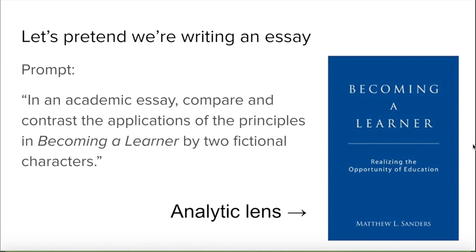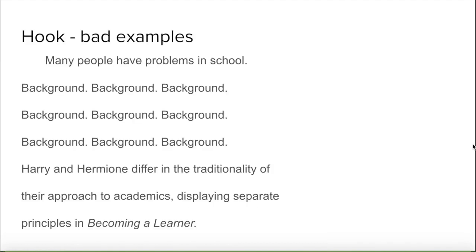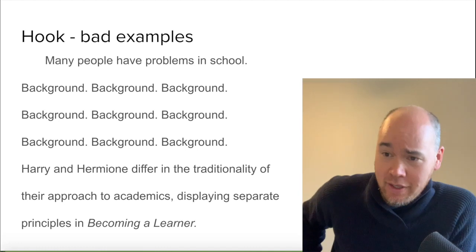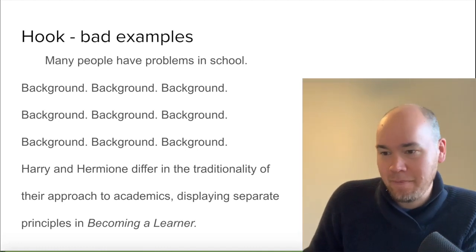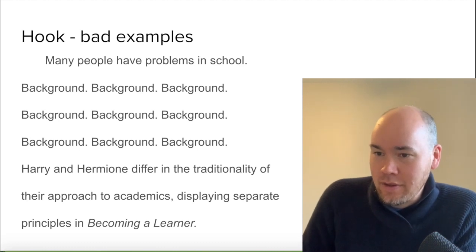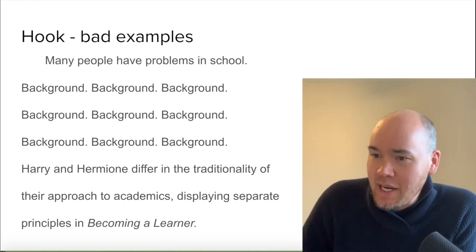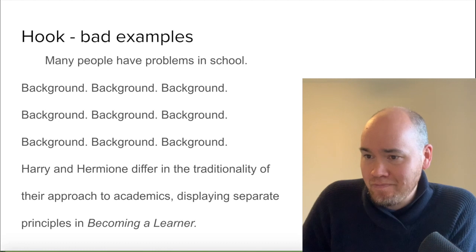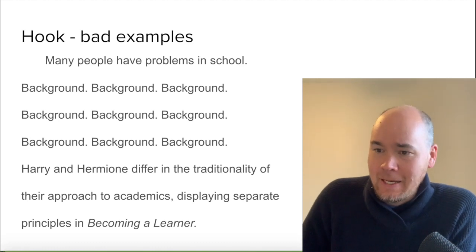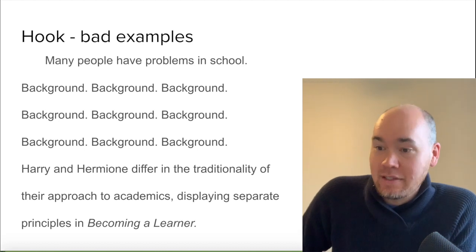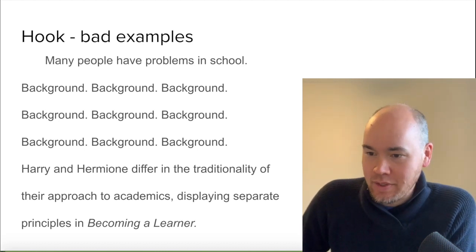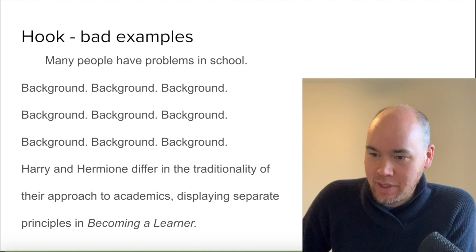So keep in mind, if your thesis has to be about this book, you're going to have to tell the reader about it too. So here are some bad examples of a hook for the prompt that we just talked about. Okay, so the hook is right up at the top. Many people have problems in school. And then there's some background, and then there's a thesis. Harry and Hermione differ in the traditionality of their approach to academics, displaying separate principles in Becoming a Learner.